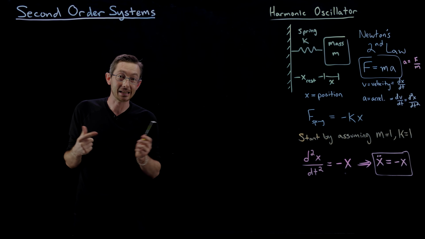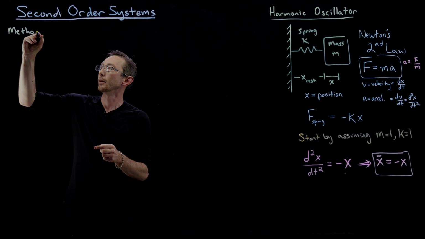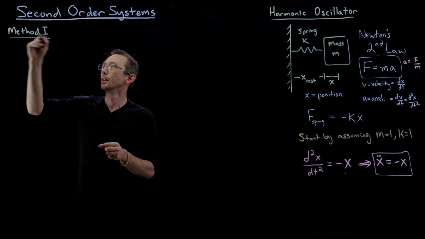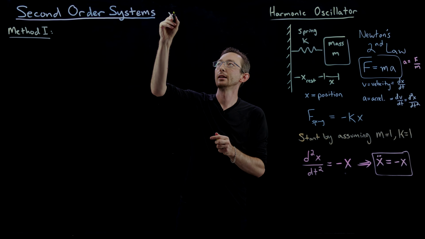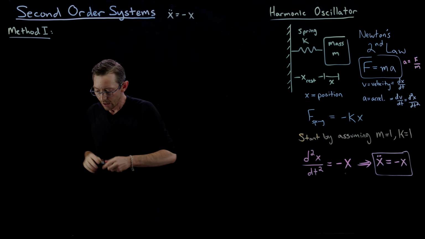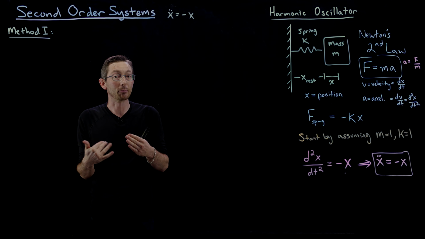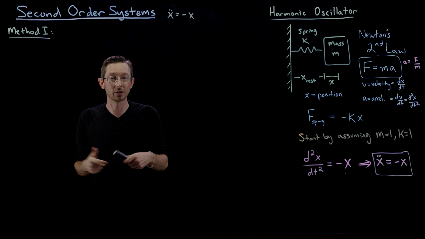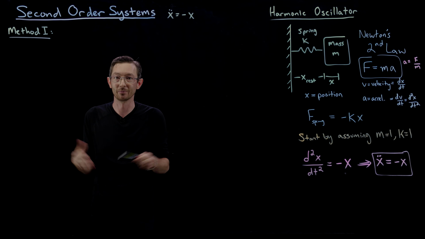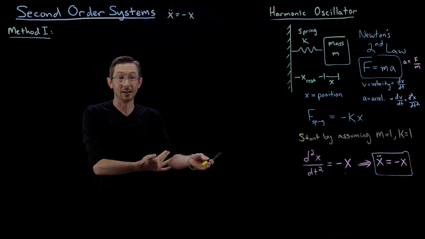I like to start with the easiest approach. So method 1. And this is second order systems, literally x double dot equals minus x, in case I erase this. So method 1 is pretty simple. And I actually find this to be a pretty useful approach in differential equations. This is what people have done for centuries, is you guess what the solution is and you plug it in and you see if it works.